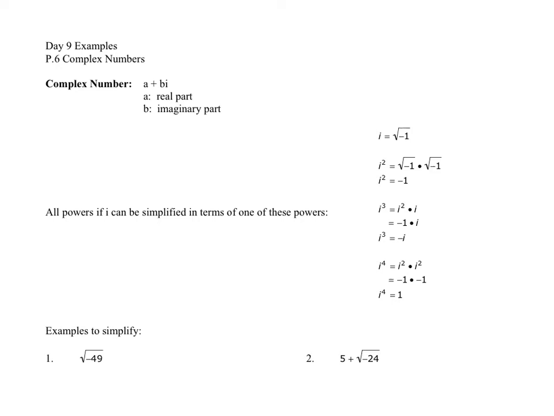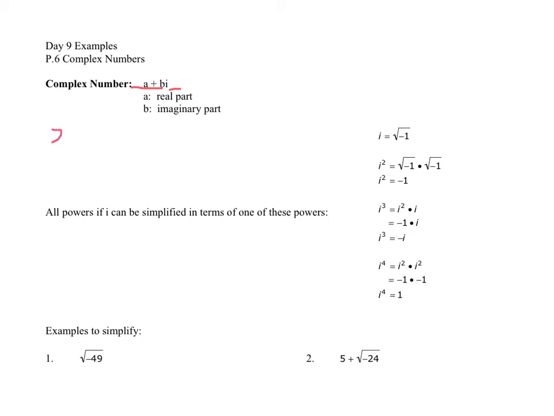This is the video for section P6, complex numbers. A complex number is any number that can be written in the form of a plus bi. The a part, where you don't have the i, is called the real part, and the b part, where the i is, is called the imaginary part. So you can have any combination of numbers. It can have both a real and an imaginary part.